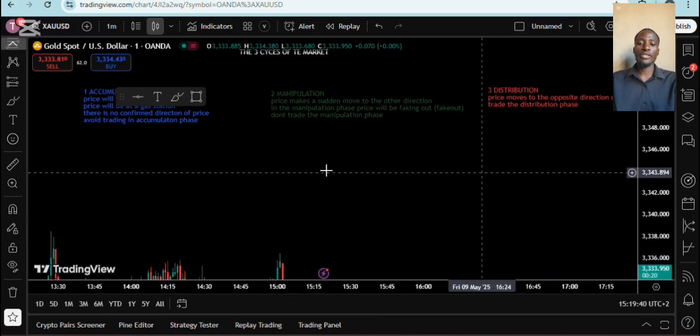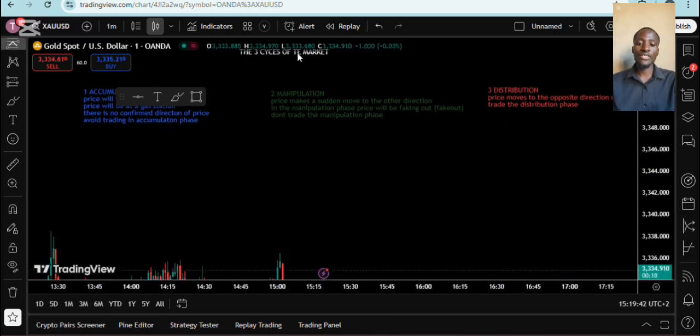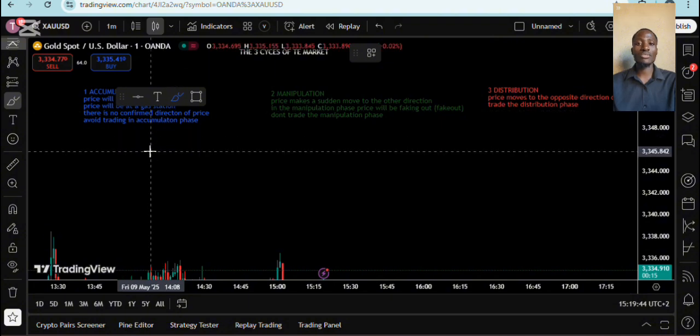A very important point is that the 3 cycles of the market occur either in an uptrend market or a downtrend market. That means that when the market is bullish, you can still see the 3 cycles of the market, and the same when the market is bearish.